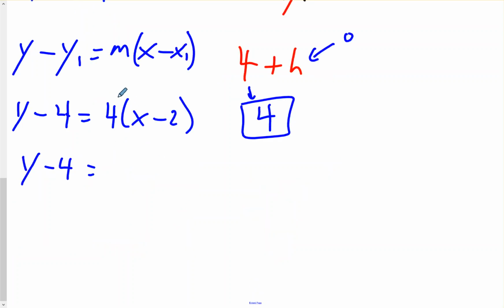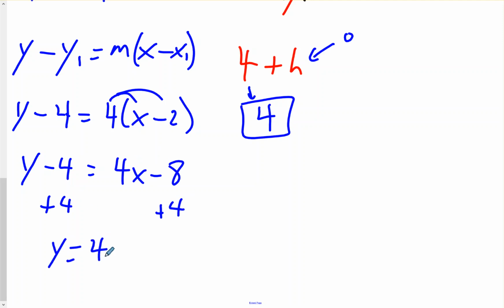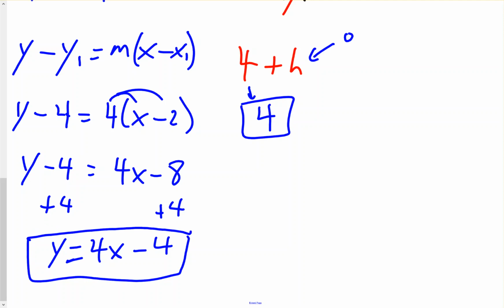We could distribute the 4. So we have 4x minus 8. Add 4. 4x. Negative 8 plus 4 will be negative 4. Okay, so then this would be the equation for the tangent line at 2, 4.